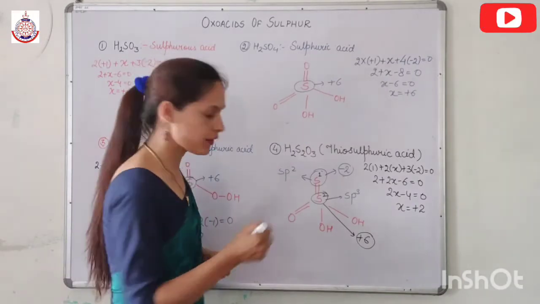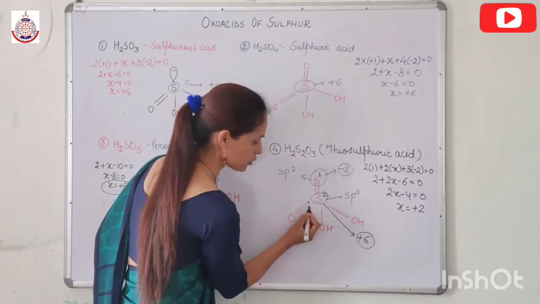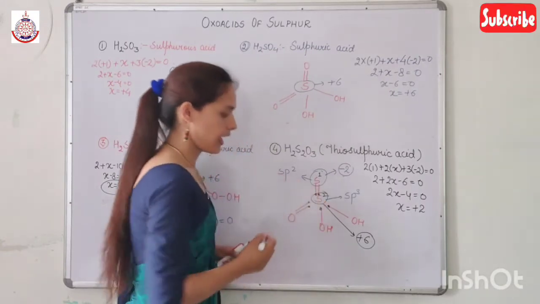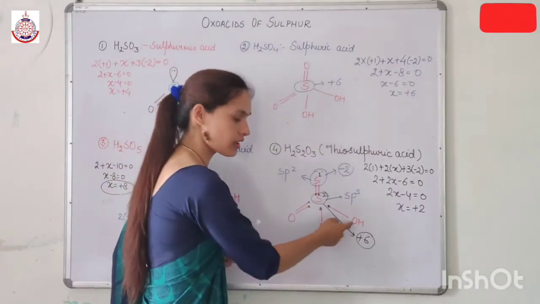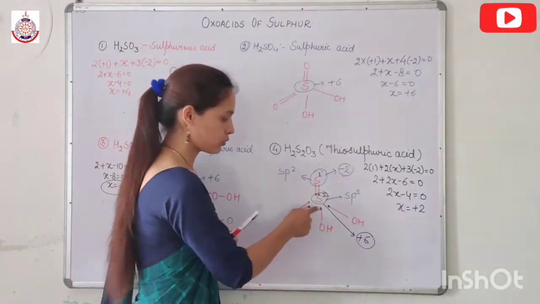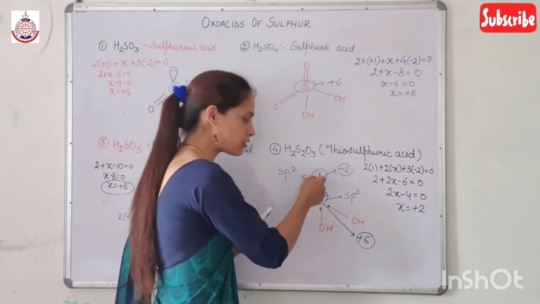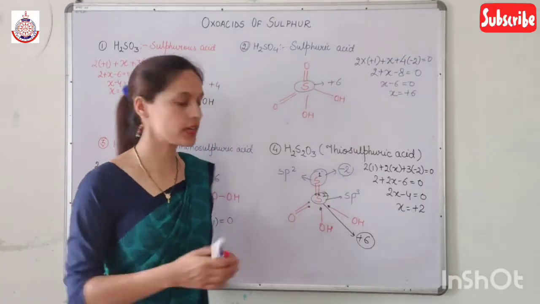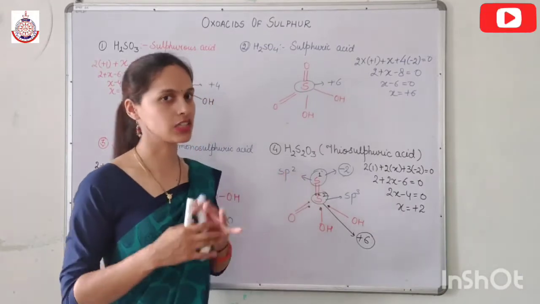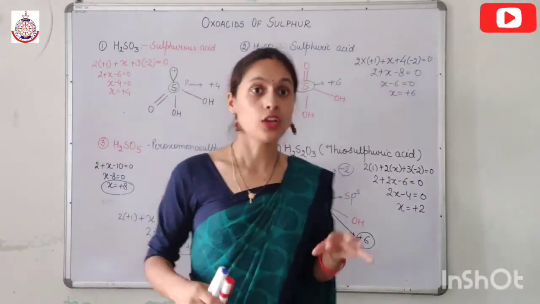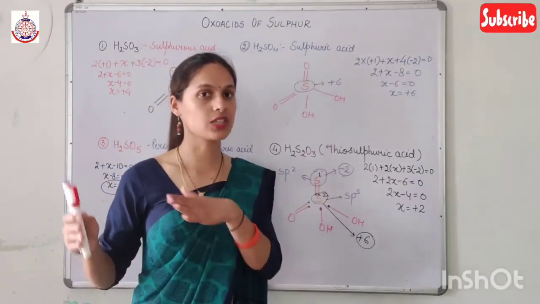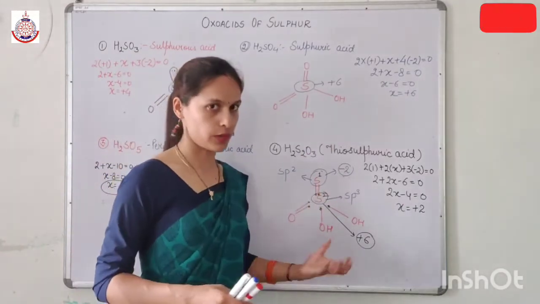Why? Because the number of electrons shared are 1, 2, 3, 4, 5, 6. And in this, 3 are oxygen, which are more electronegative than sulfur. That's why 1, 2, 3, 4 plus 4. And this oxygen is also more electronegative than this oxygen. That's why it is also plus 2. That's why the oxidation state becomes plus 6. So with the help of this structure, we can easily calculate the oxidation state of the sulfur.